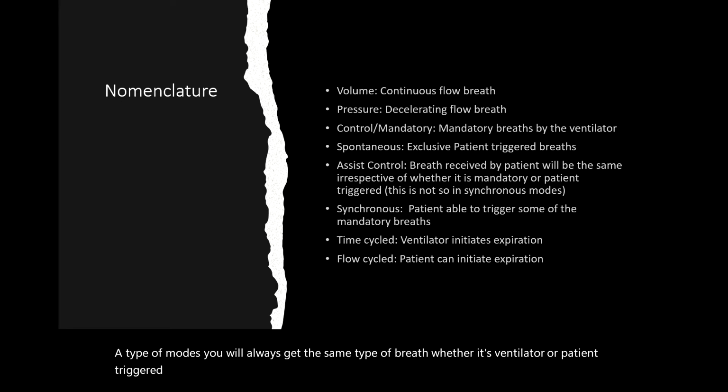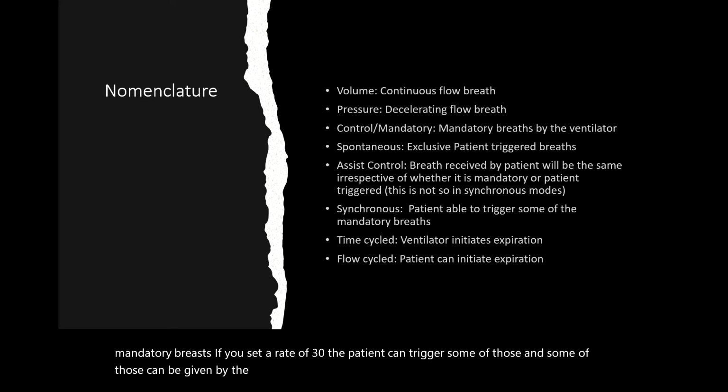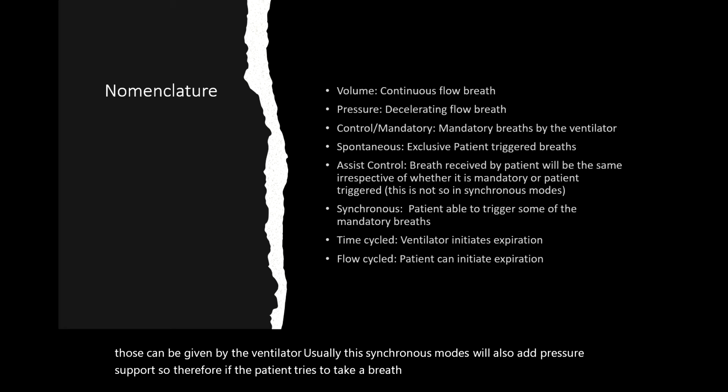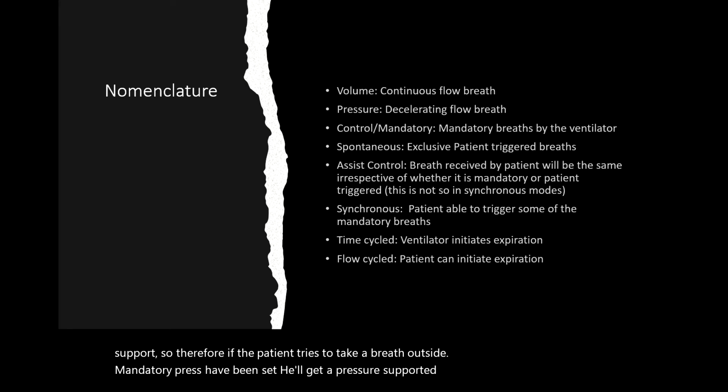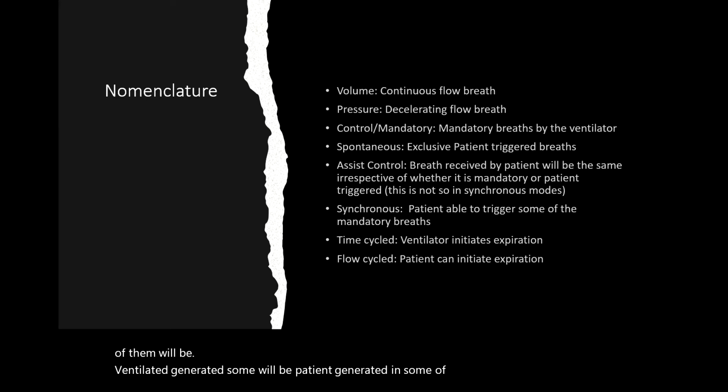Whereas in the synchronous sorts of modes, the patient is able to trigger some of the mandatory breaths. So if you set a rate of 30, the patient can trigger some of those, and some of those can be given by the ventilator. Usually the synchronous modes will also add pressure support. So if the patient tries to take a breath outside the mandatory breaths that have been set, they'll get a pressure supported breath. So in assist control, you always get the same breath. In the synchronous modes, you can get a variety of breaths. Some of them will be ventilator generated, some will be patient generated, and some of them will be patient generated pressure support breaths.